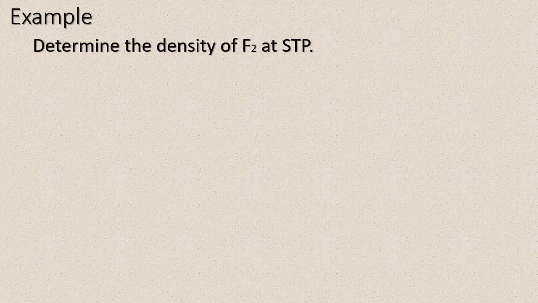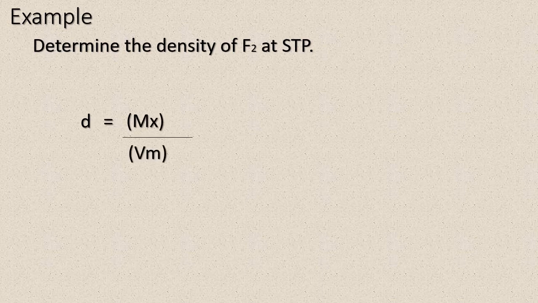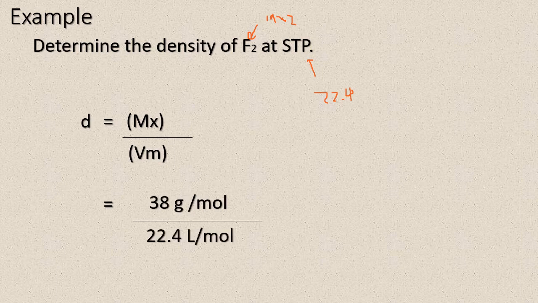Let's determine the density of fluorine gas at STP. Our density is molar mass divided by molar volume. We know our molar mass, or at least we could figure it out. Fluorine's 19. There's 2 of them, so that's about 38. And this value is one of the magic numbers we just came up with, 22.4. You plug those both in, you can cancel out the moles, you're left with grams per liter, and it's about 1.7 grams per liter.